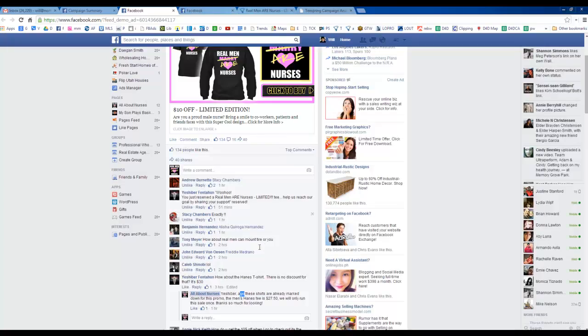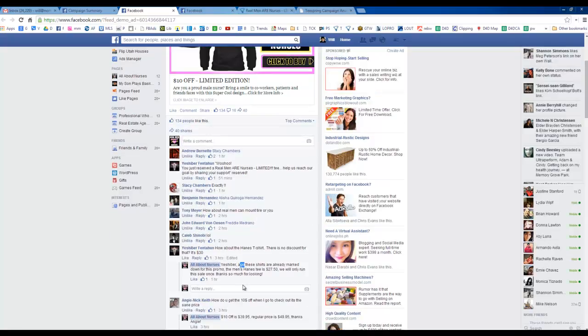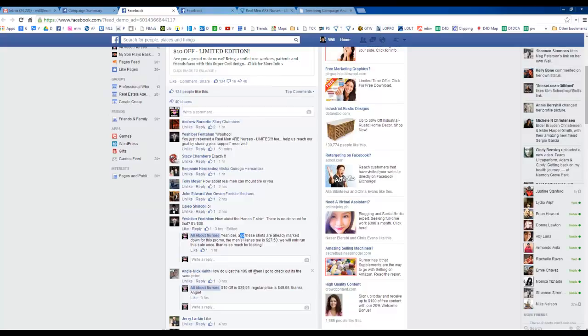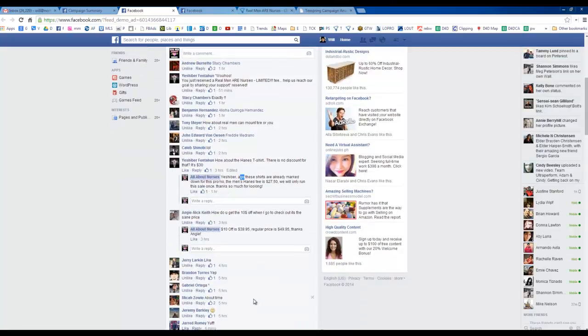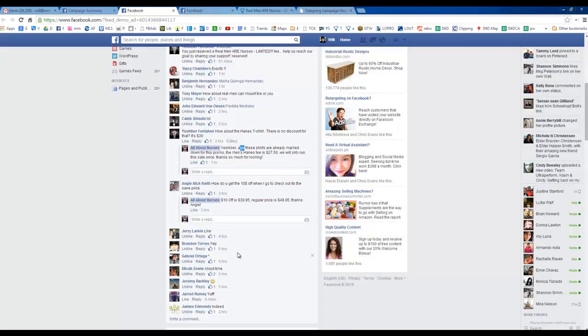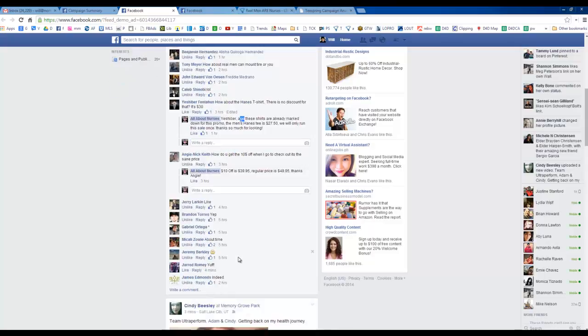exactly. How about real man mounted tire? People tagging, LOL. How about Hanes t-shirt? There's no discount. Oh, that's the same one. How do you get the $10 off when I go to checkout? And then I just replied back, $10 off is $39.95. Regular price is $49.95. Thanks, Angie. You know, just be nice to your people. If people are leaving rude or unpositive comments, don't get involved in that. It just makes you look bad.